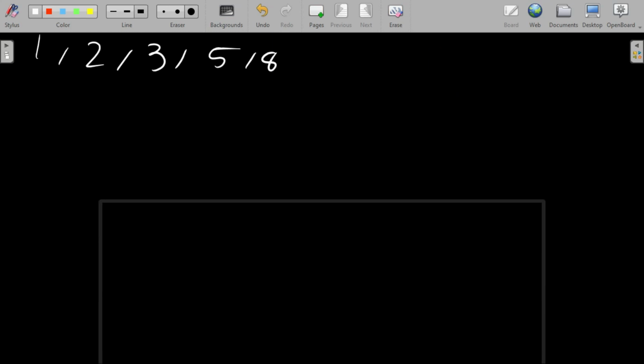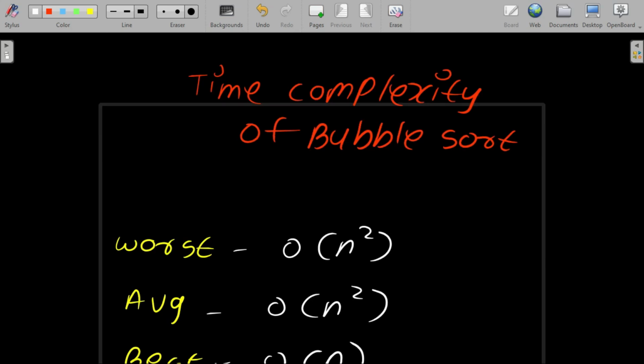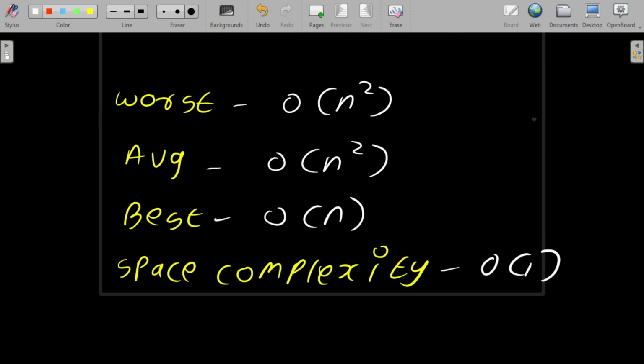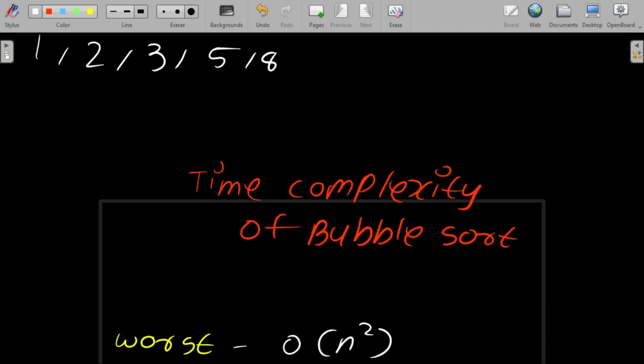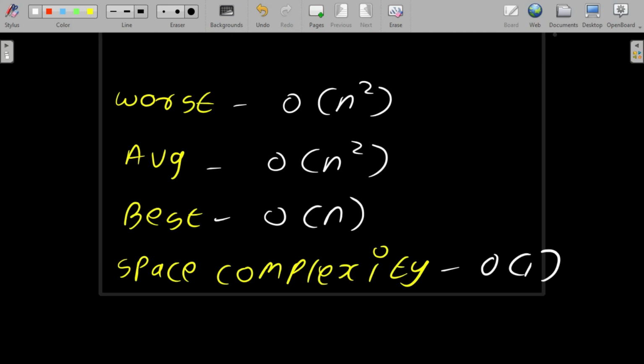Let me write the time complexity for bubble sort. This is the time complexity of bubble sort. The worst case is big O of n squared and the average case is also big O of n squared. The best case is big O of n and the space complexity is big O of 1. So this is all about bubble sort and its time complexity.